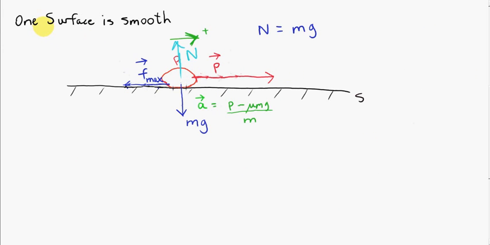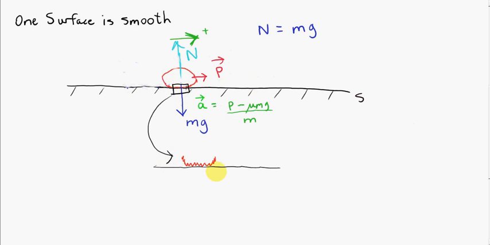Now let's consider the case where one surface is smooth. So that could either be the horizontal surface, or it could be the surface of the particle. So force P is applied to the particle. Now, if that's the case, there's no friction force. Okay, let's suppose that the horizontal surface is smooth. We imagine that the horizontal surface is perfectly smooth. This is some ideal situation, but the particle is rough.